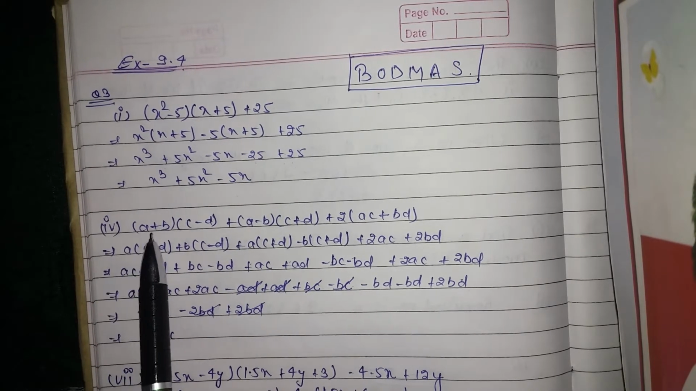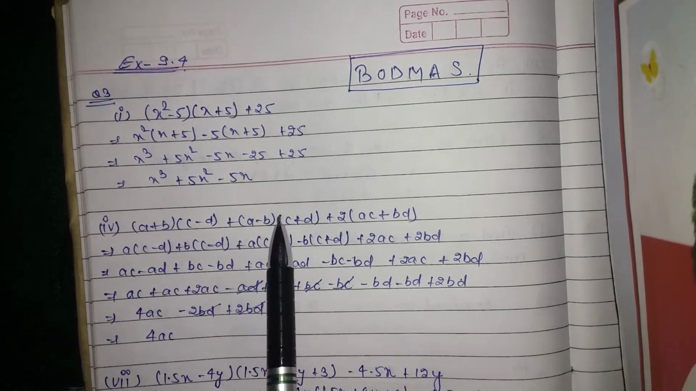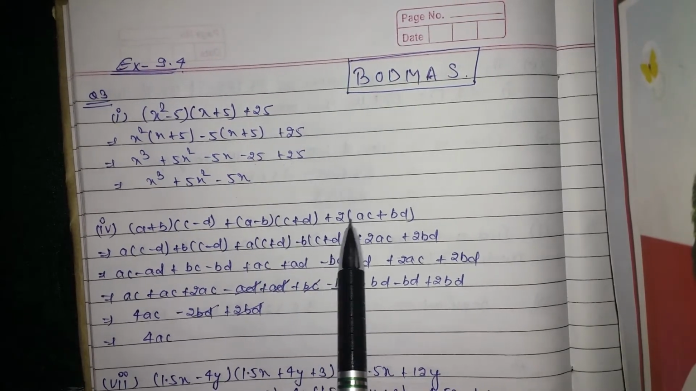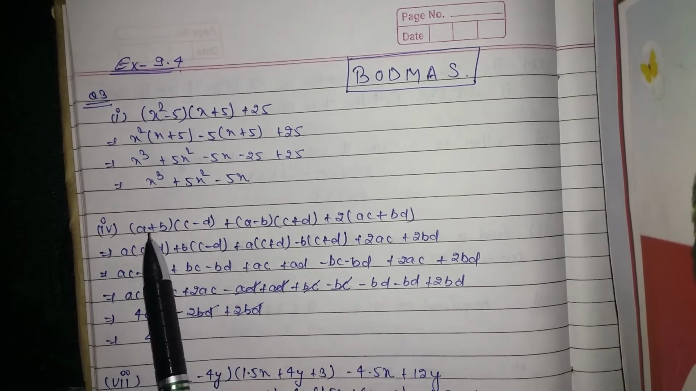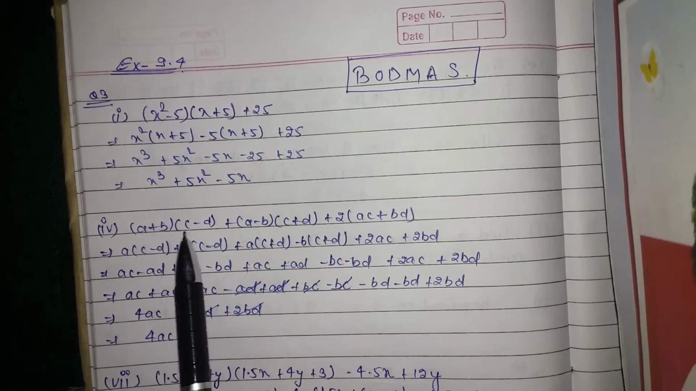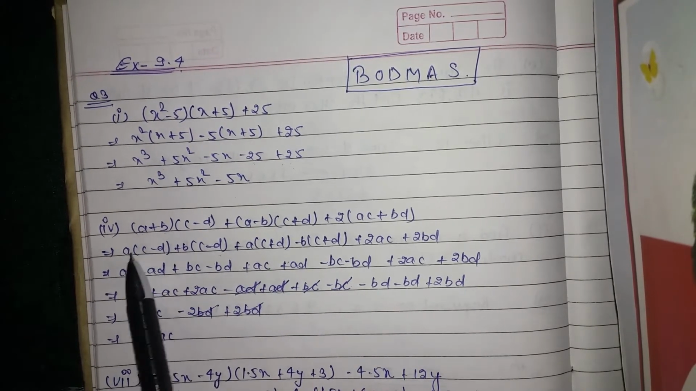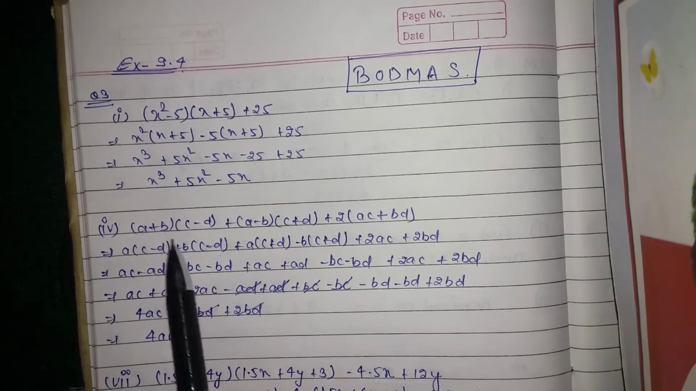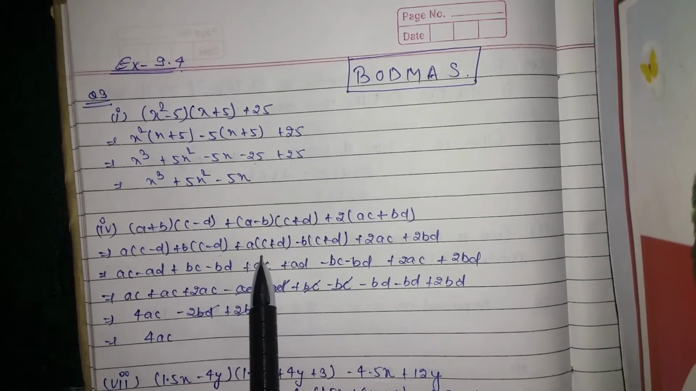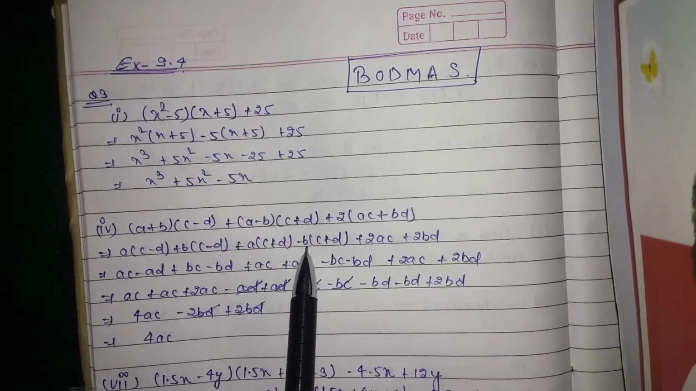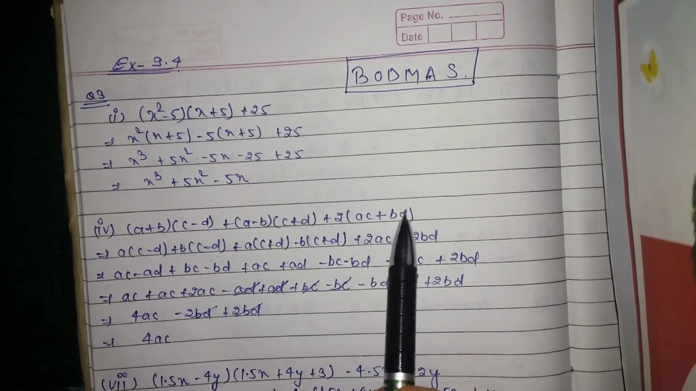Now coming to the fourth part, a plus b in multiplication with c minus d, plus a minus b in multiplication with c plus d, plus 2 in multiplication with ac plus bd. Right. Now this a needs to be multiplied by this, b needs to be multiplied by this. Similarly the other brackets will be solved. So a in multiplication with this bracket, b in multiplication with this bracket, again a multiplication with this bracket, minus b multiplication with this bracket. This 2 needs to be multiplied with the content given in the bracket.